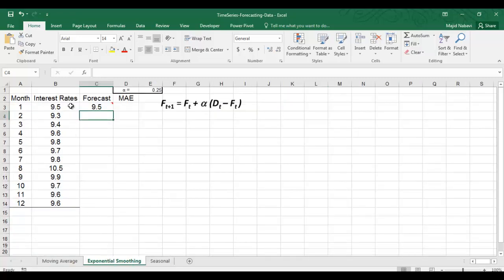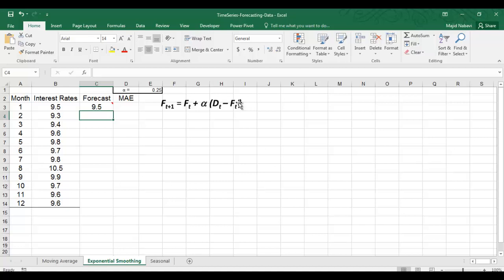Here we have the same interest rates, 12 months. In exponential smoothing, forecast of the next period is forecast of the current period plus alpha, a constant between 0 and 1, times the error, difference of demand and forecast, or the real number and forecast. So for each period, we add or subtract a percentage of the error to our forecast. So if the error is negative, which is forecast is larger than the demand, then error will be negative. We actually subtract that number from the current forecast.